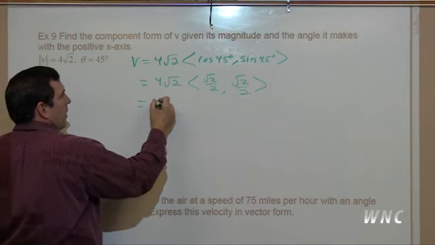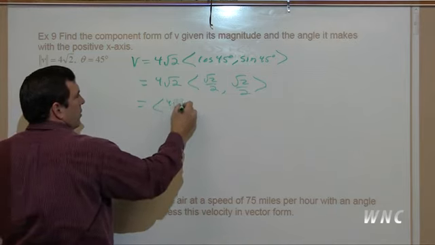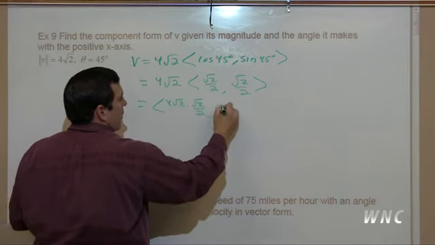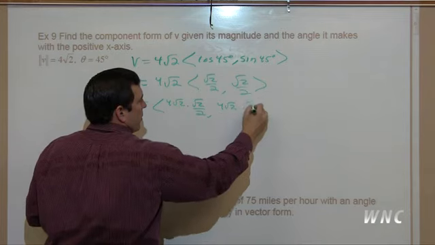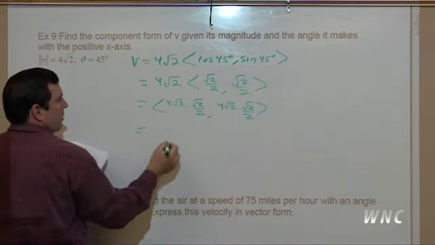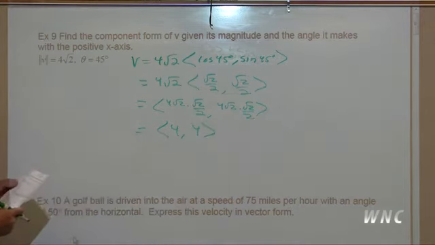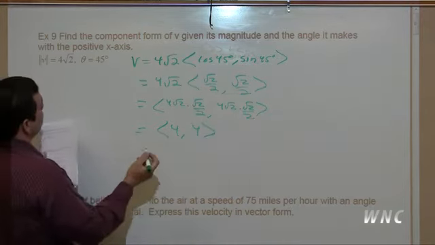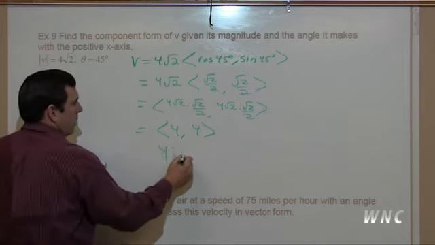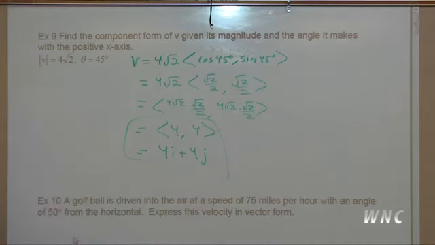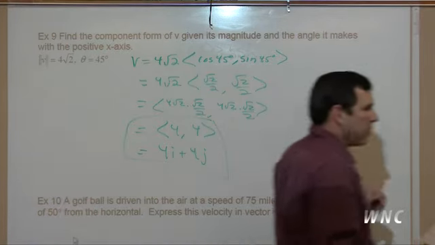So that's going to be 4 times the square root of 2 times the square root of 2 over 2, comma, 4 root 2 times the square root of 2 over 2. So we end up with 4, 4. And the component form is 4i plus 4j. Linear combination form there. That wasn't so bad. Less work going into that form than the other.